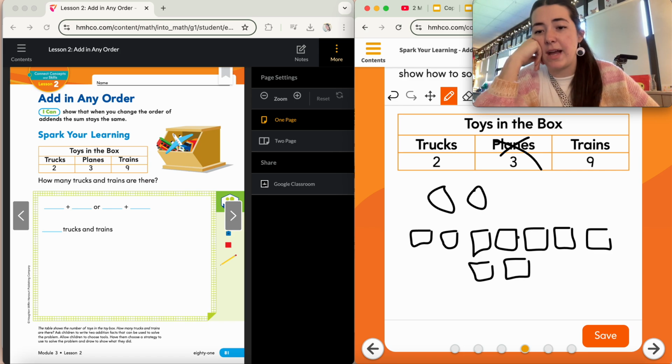And if I need to go back and check and make sure I have 9, I'm not counting my trucks as part of my trains. So let's make sure I've got 9. 1, 2, 3, 4, 5, 6, 7, 8, 9. So we are all good.